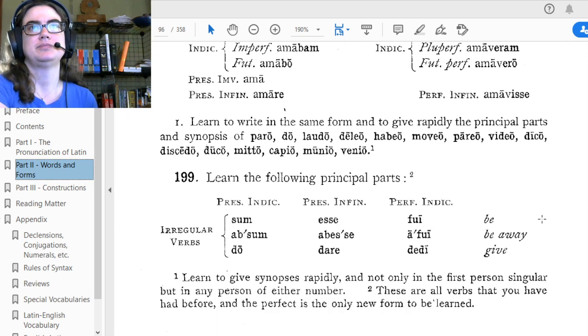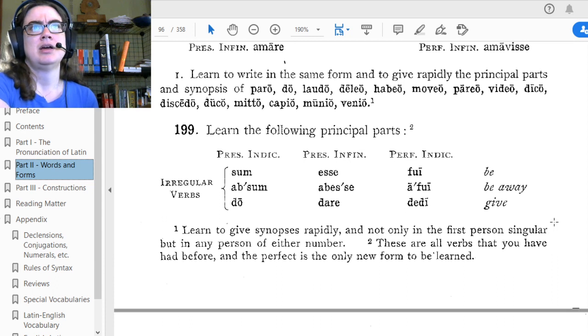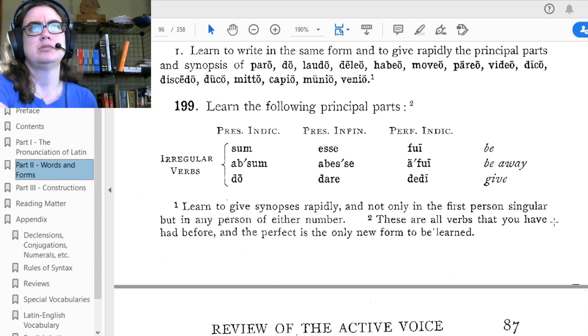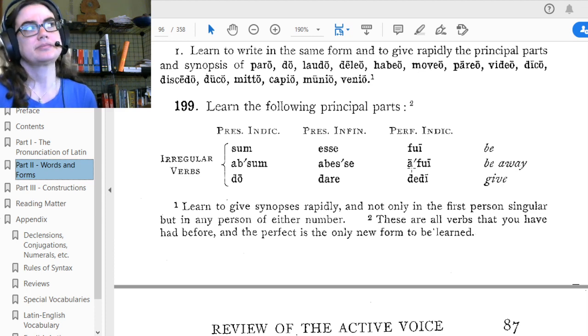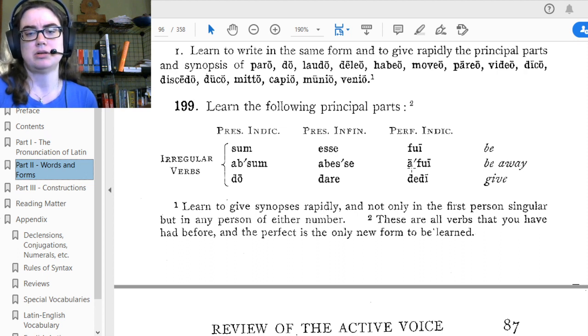All right. Learn the following principal parts, I guess because they're regular. Sum, esse, fui. Absum, abesse, afui. Okay. Do, dare, dedi, datum. They didn't give you the fourth yet. Just learn the fourth. I'm always torn. Some textbooks, like this one, only give you the principal parts that you need. So you'll learn the first principal part, then the first two, and then the first three, and then, well, there's only four, and then all four.